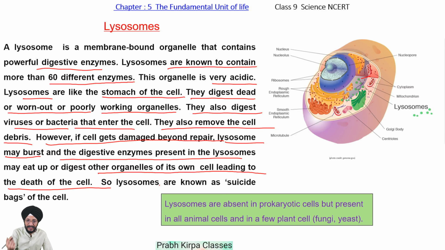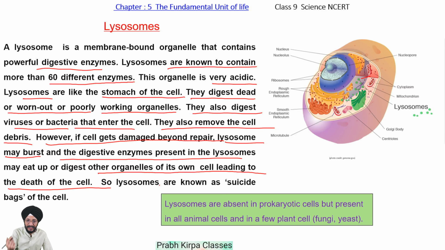It is a very important question in the exam. Why lysosomes are known as suicide bags of the cell? Because if the cell gets damaged beyond repair, the lysosomes may burst and digestive enzymes present inside the lysosomes may digest or eat up other organelles of its own cell, which will ultimately lead into the death of the cell.